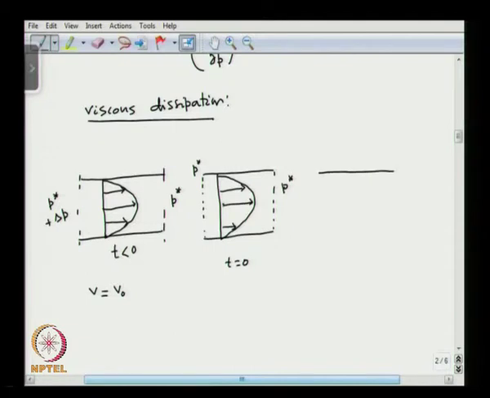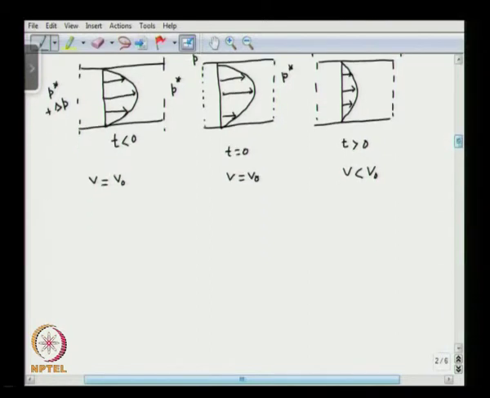But as time progresses, let us say time t greater than 0, here V will also be equal to V0. When time progresses, with P star here and P star here, the velocity profile will become smaller, so it will become flatter. So this V is going to be less than V0. Now as time t tends to infinity, you will have the same P star here and P star here, and the velocity will become 0. So the energy of the fluid is utilized to overcome the viscous loss.